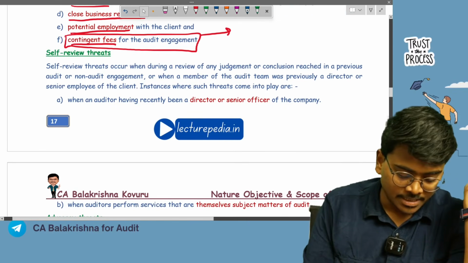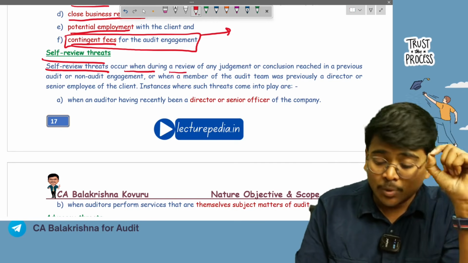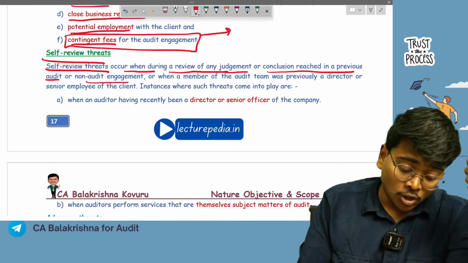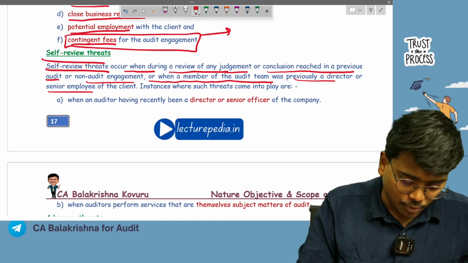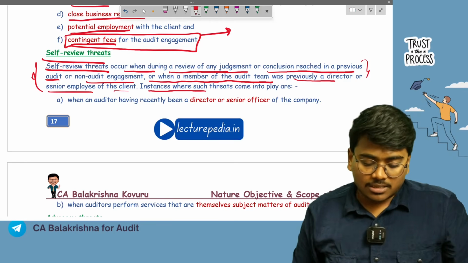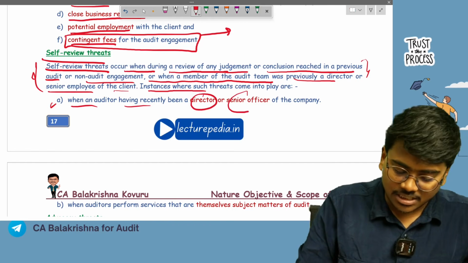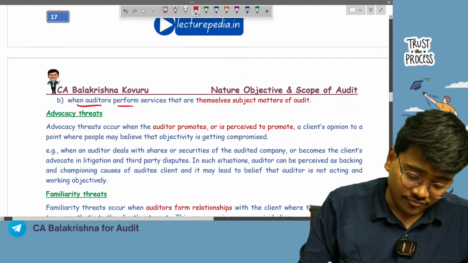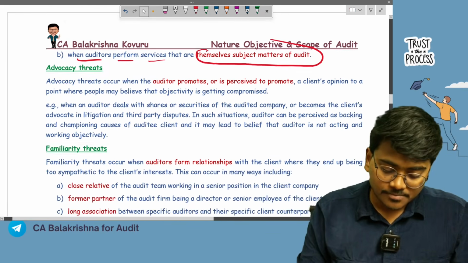Next, self review threat. Self review threats occur when, during a review of any engagement or conclusion reached in a previous audit or non audit engagement, or when a member of the audit team was previously a director or senior employee of the client. This entire point we have discussed even in the PPT also. Now, some of the instances where the threats come into play. First example, when the auditor has recently been a director or senior officer of the company, I have explained this. Next, when the auditor performs services that are themselves the subject matter of audit, right?